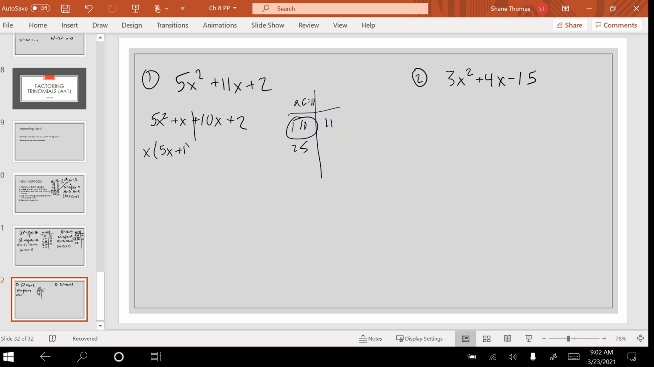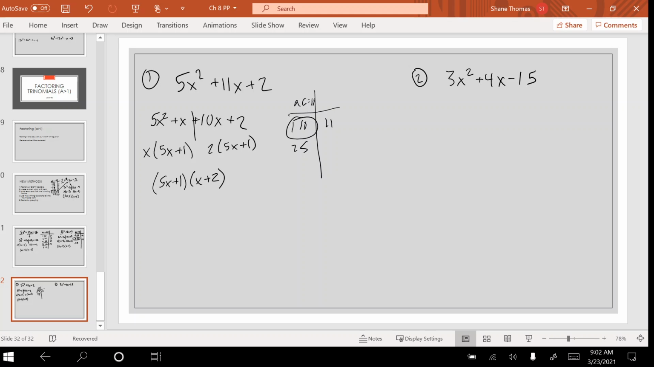Good. Factor the second ones. What do I get? Okay, so I have a shared one and I have leftovers, right? My shared one's the same, so what's my two sets of parentheses going to be? 5x plus 1 and x plus 2. Good. Who all got that one?